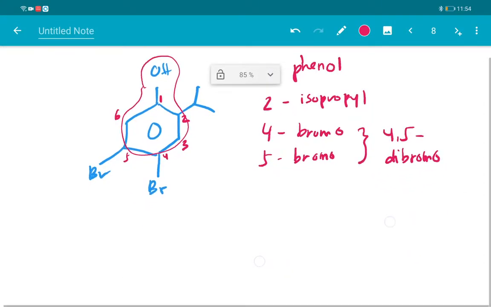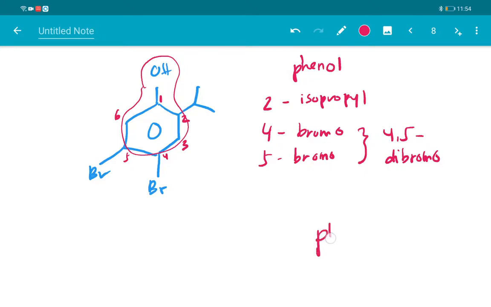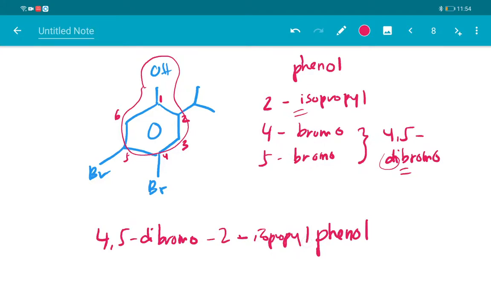In the end, we're going to arrange them. Phenol, as the name of the parent, will be positioned at the back. Okay, between these two, we are comparing letter I together with letter B. Again, letter D is not considered as based on the alphabetical order. So the full name will become 4,5 dibromo 2 isopropyl phenol.